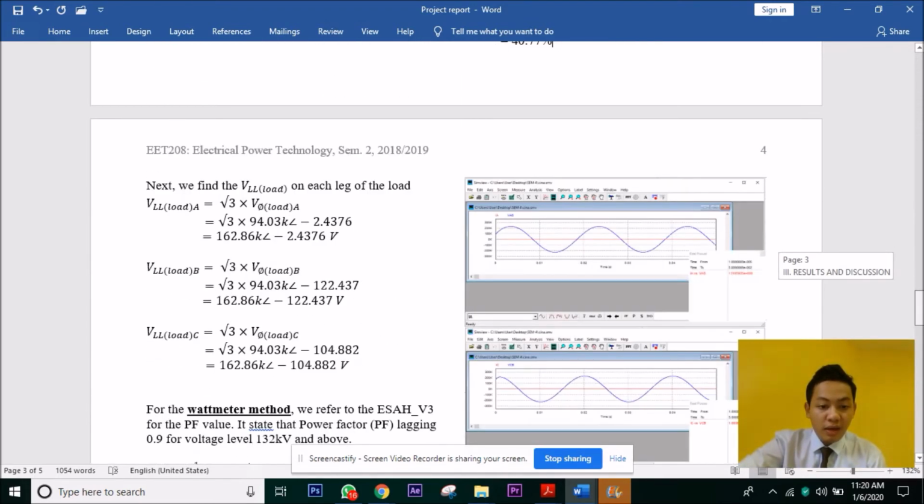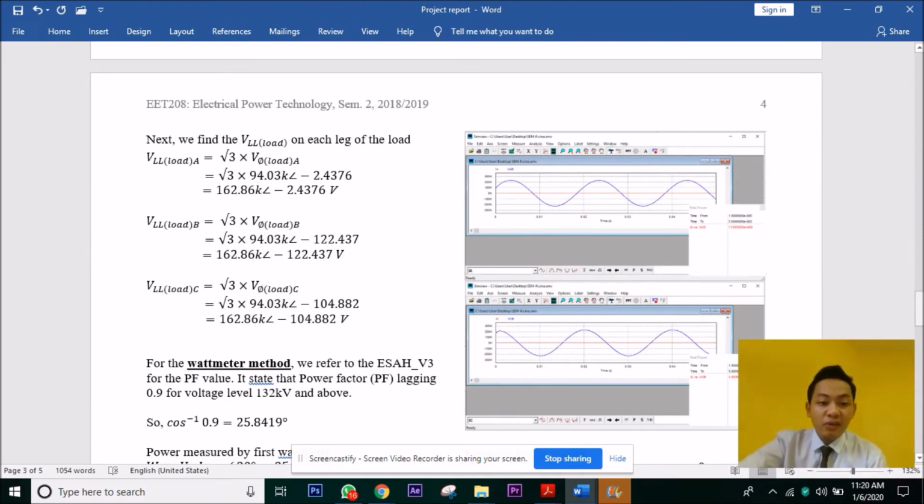Okay, and then we find the voltage line to line at the load on each leg of the load. We must be aware of this because voltage line to line at the load is not the same as voltage line to line at the generator. So we calculate using the formula root 3 times V phase at load. So V phase load A, V phase load B, and V phase load C. Okay, the answer is the same. The magnitude is the same but different in angle, so for A, B, and C.